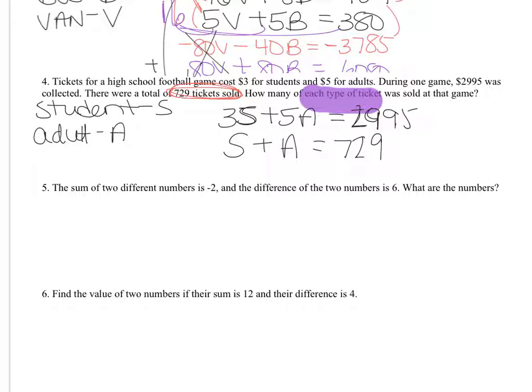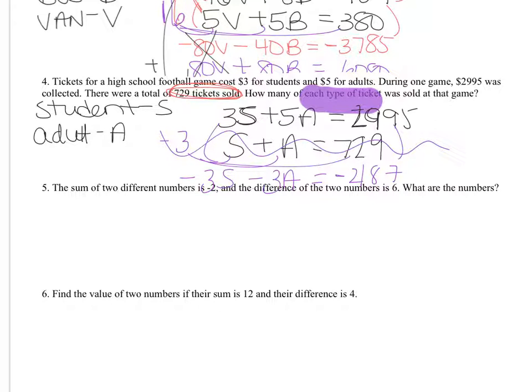So now I could do the substitution method if I wanted to, but I prefer the elimination method. So I'm going to multiply this bottom one by negative 3. Distribute, distribute, distribute. I get negative 3s, negative 3a, 729 times negative 3 is negative 2,187. Cross this out because I used it.